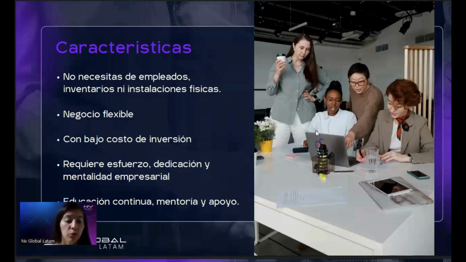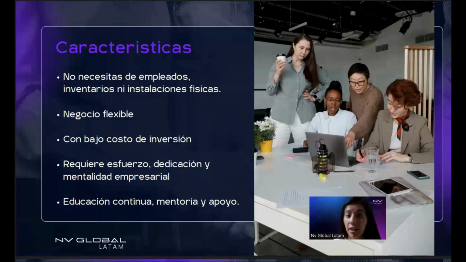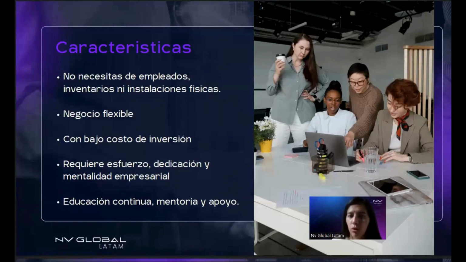So when you find an investor, it's also very good, because it generates volume for you and also helps your growth process in the market. Ready? And another characteristic is that it requires effort, dedication, and an entrepreneurial mindset. You need to have a hunger for success. It's as simple as that.